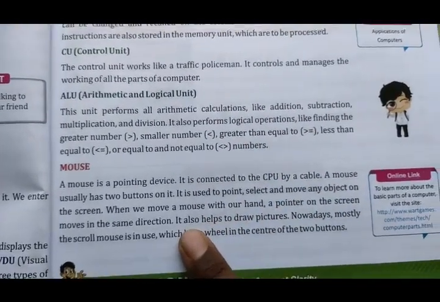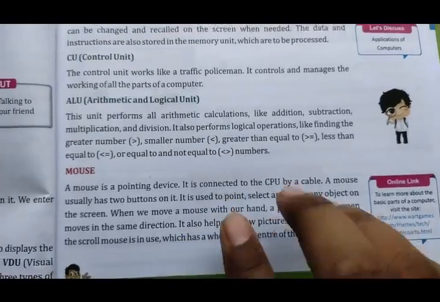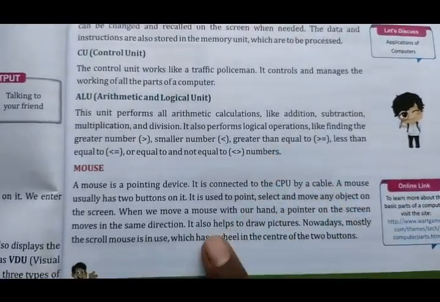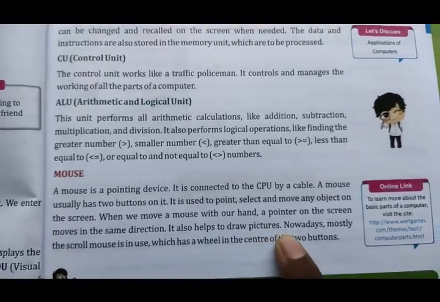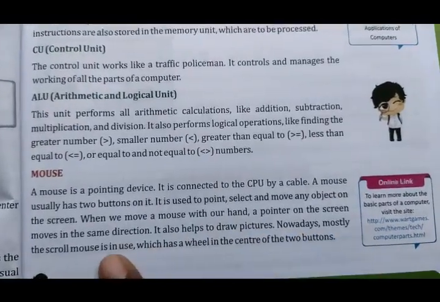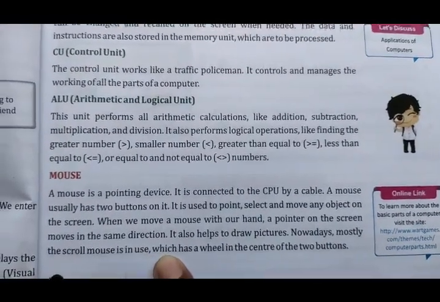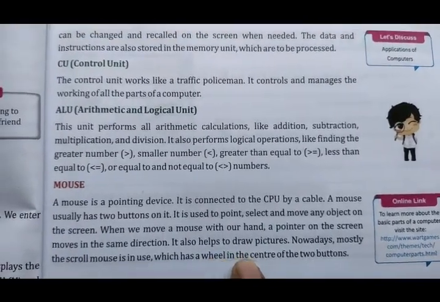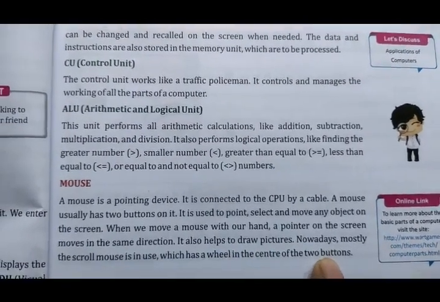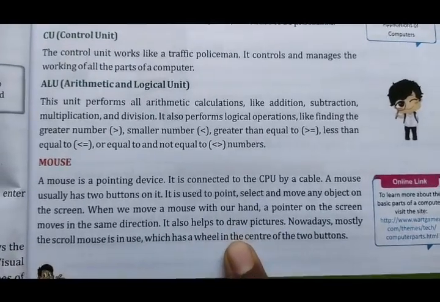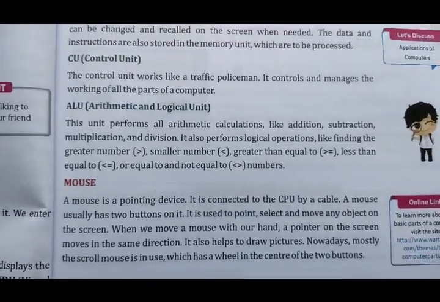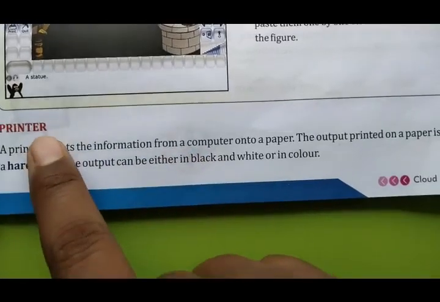Okay, where we want to move the pointer, it will be moved. Okay, it also helps to draw pictures. Okay, nowadays mostly the scroll mouse is in use, which has a wheel in the center of the buttons. Okay, but nowadays we are using the optical mouse. Okay, understood or not? Then printer.